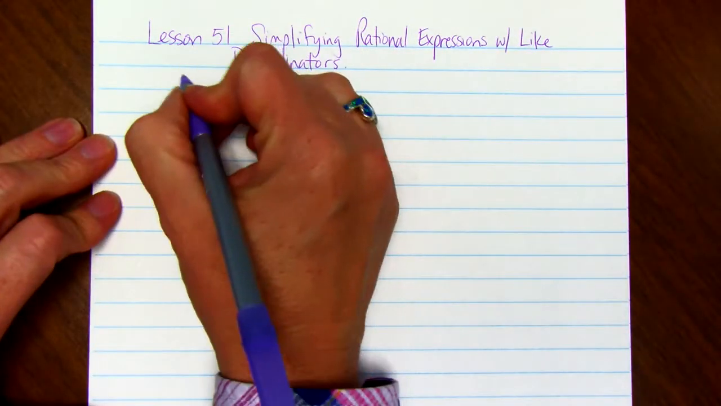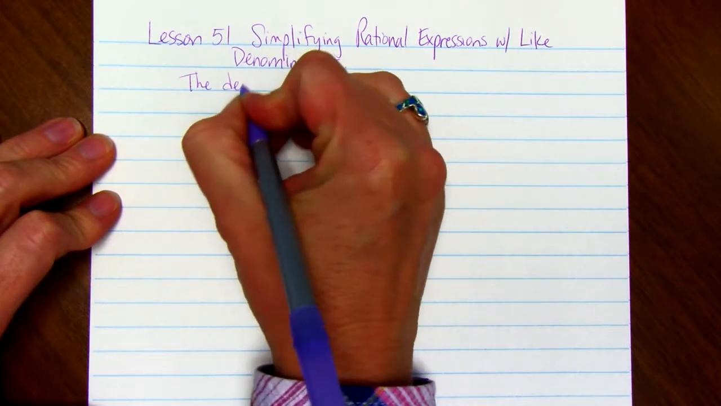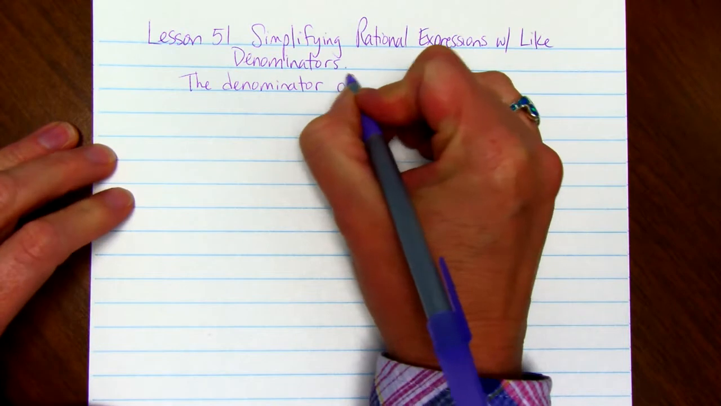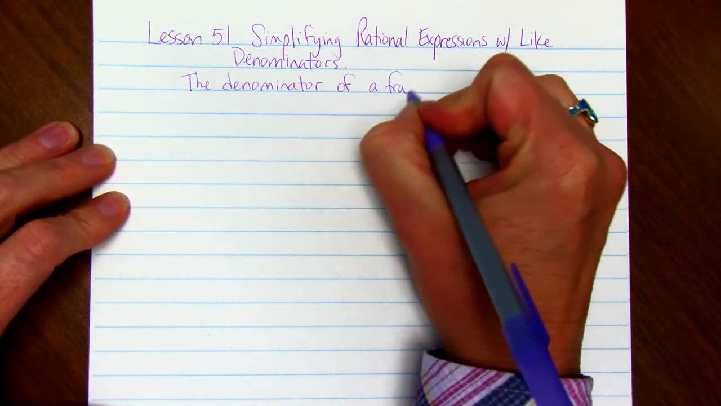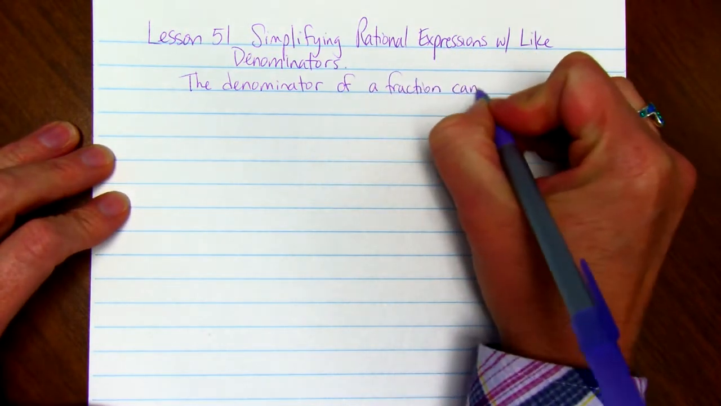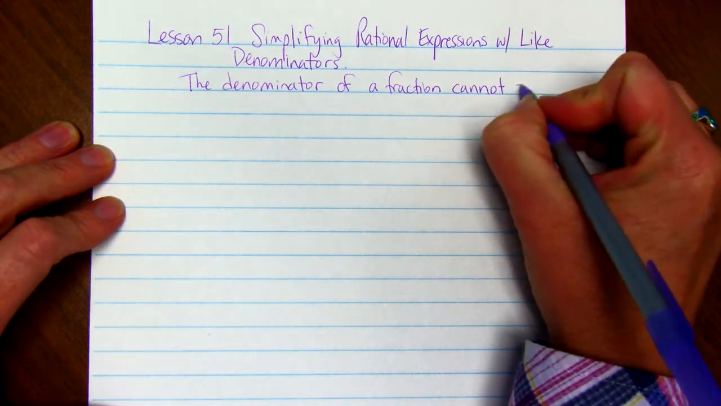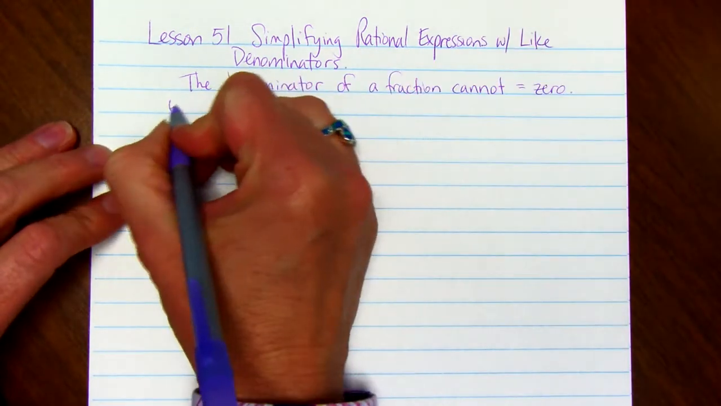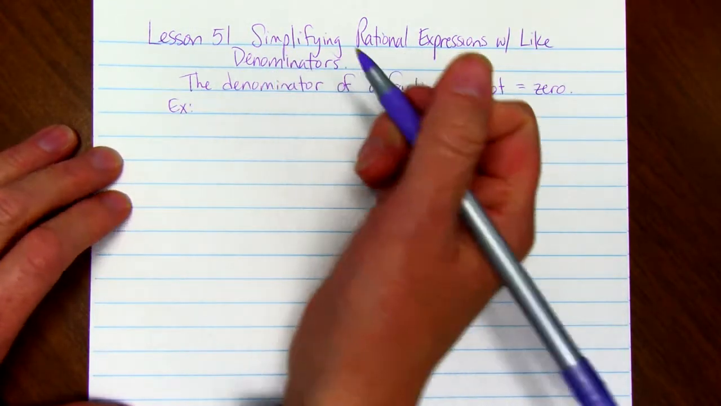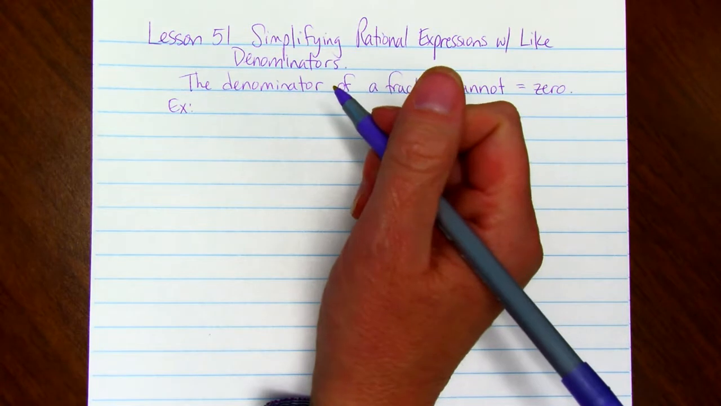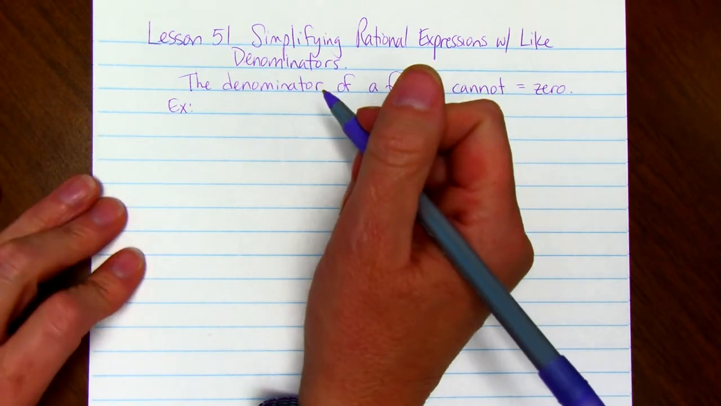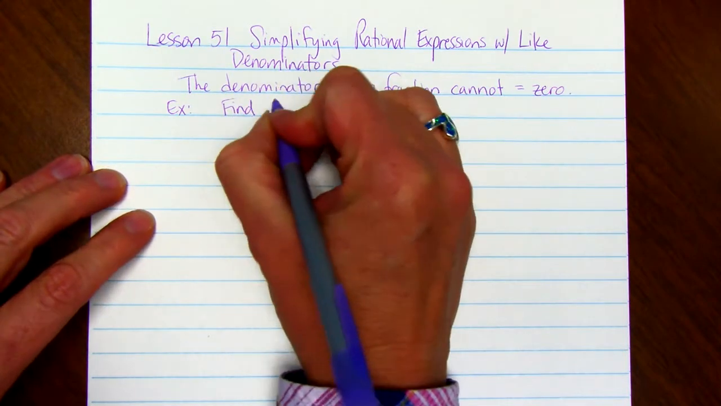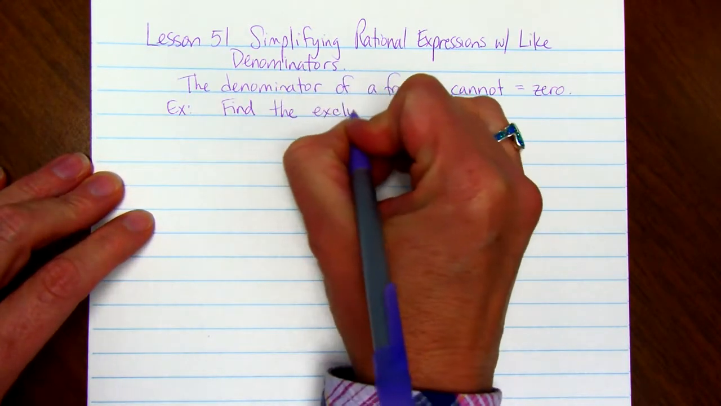One thing to remember is the denominator of any fraction cannot equal 0. So those values of the variable that would make the denominator equal to 0 are called excluded values. I'm going to give an example where we need to find the excluded values.